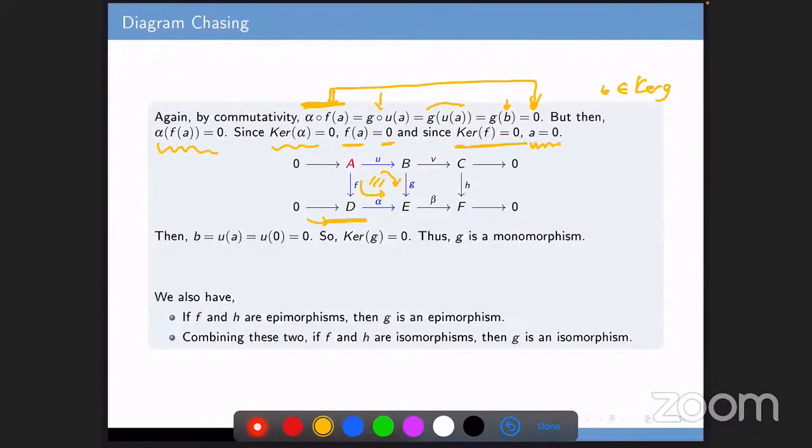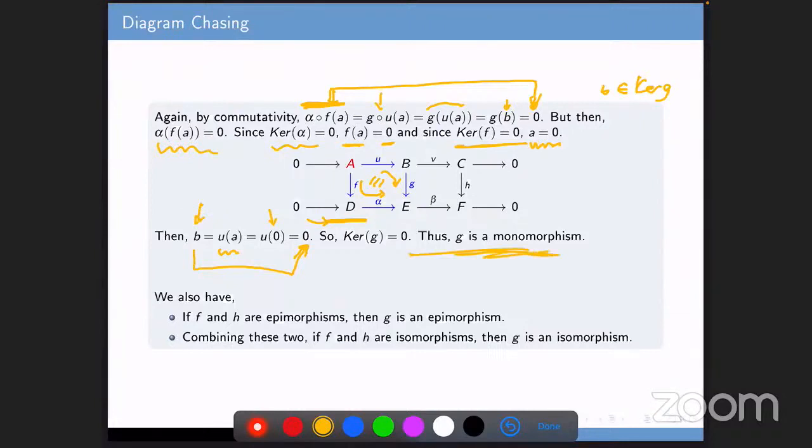All right. So we know that B is equal to UA. U is a homomorphism, and U takes the identity to identity. Then this B element has to be equal to 0. So kernel G is equal to 0, because we picked a random element from there and we saw that it is equal to 0. So thus, this G is a monomorphism.